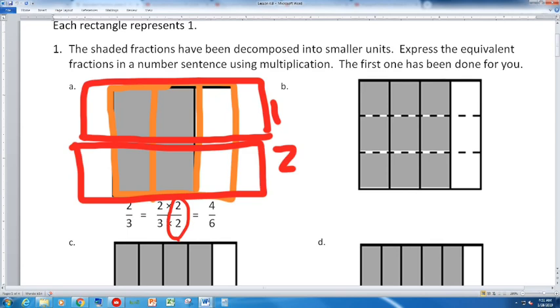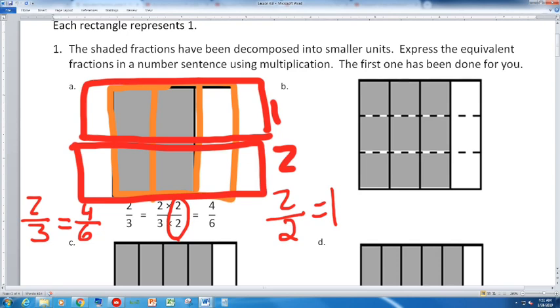Now this 2, remember, it's 2 over 2. Even though it's on the same line, we're just simplifying. It's 2 over 2, which equals 1. So since we're multiplying by 1, 2 over 3 is equal to 4 over 6. So 4 over 6 is an equivalent fraction of 2 over 3. So let's take a look at B.